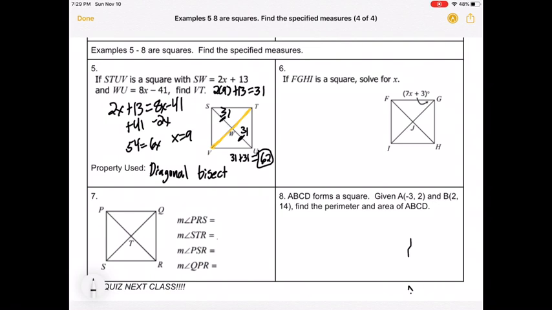Okay, 6. Not much information, but it's actually pretty easy. So FGHI is a square, solve for x. So you should know that this corner is a right angle. It's also getting cut in half. So if you cut a right angle in half, you would get 45 degrees. Minus 3, 7x equals 42, x equals 6.